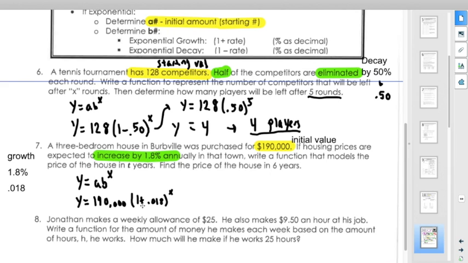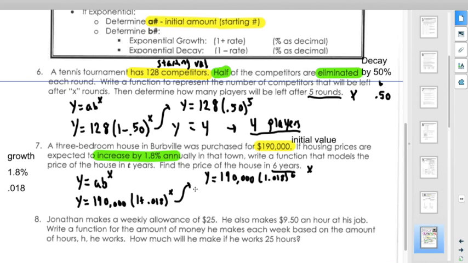Because it's a growth, again, we always start with 1. Let's not forget this. If it's growth, it's a plus. If it's decay, it's a minus whatever our percent is. And it wants to know the price of the house in 6 years. This is my x value. So let's use our equation. y equals 190,000 times 1 plus 0.018, which is 1.018, all to the 6th power.